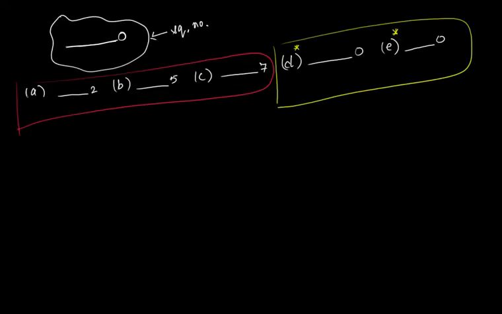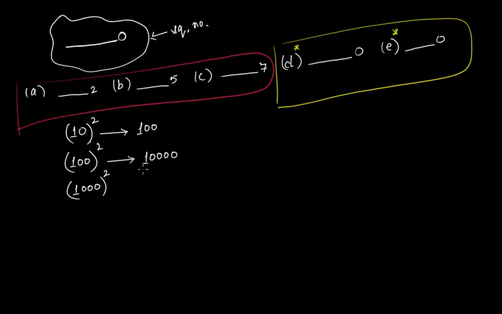It means that if the number is 10, then its square number will be 100. If your number is 100, its square number will be 10,000, that is 1, 2, 3, 4 zeros. If it is 1000, that is 3 zeros, the square number will have 6 zeros. You can find it out: 1, 2, 3, 4, 5, and 6. If it has 4 zeros, then the square number will have 8 zeros: 1, 2, 3, 4, 5, 6, 7, and 8.